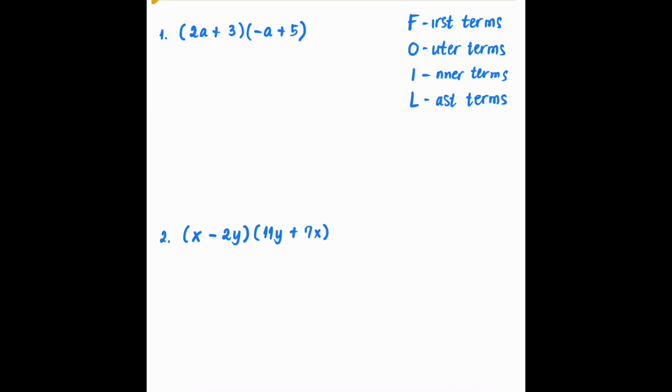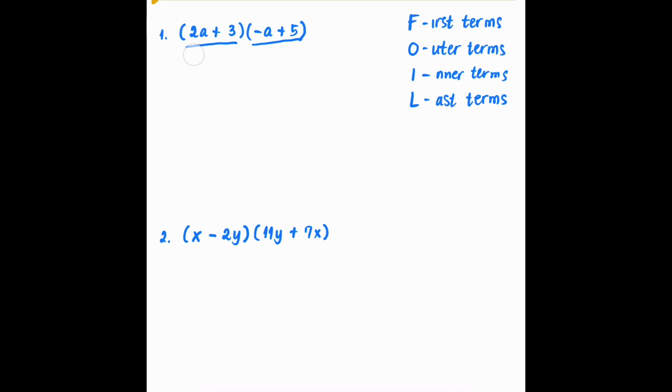After multiplying all these terms, in order for us to get the final answer, we need to make sure to simplify by combining like terms. Okay, so let's get started. For the first example, we have 2a plus 3 multiplied by negative a plus 5. So we have our first binomial, which is 2a plus 3. We also have our second binomial, which is negative a plus 5.